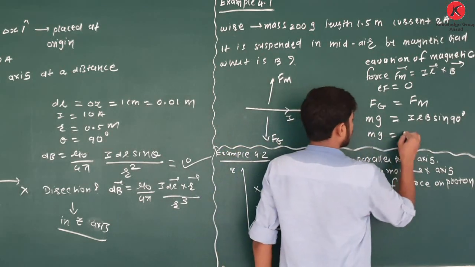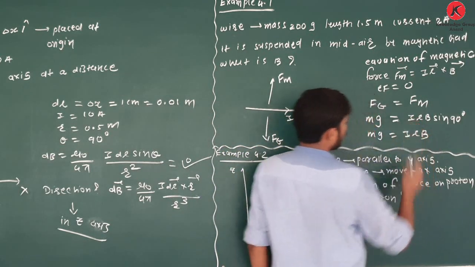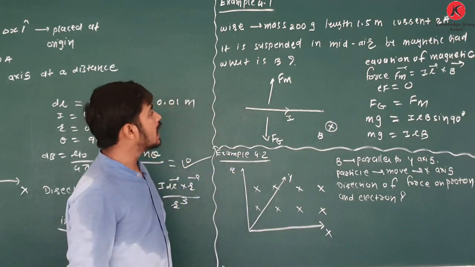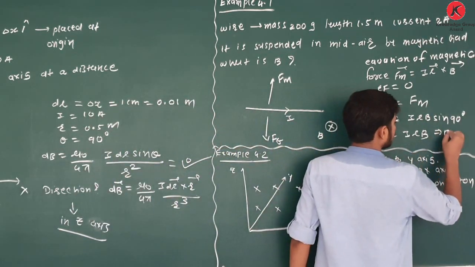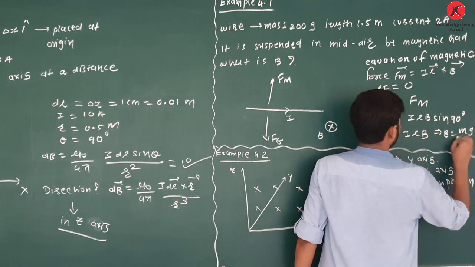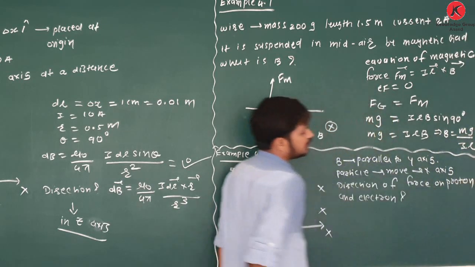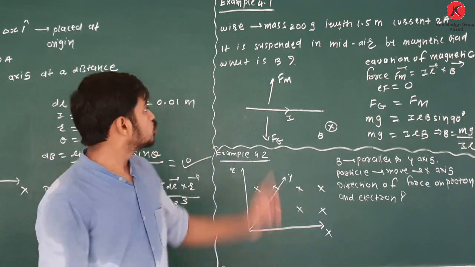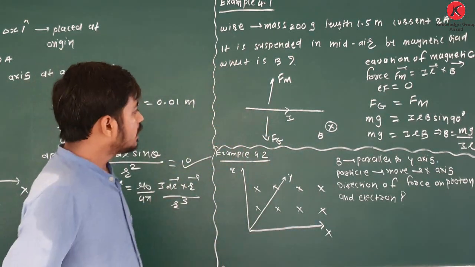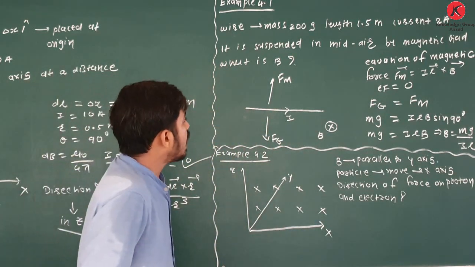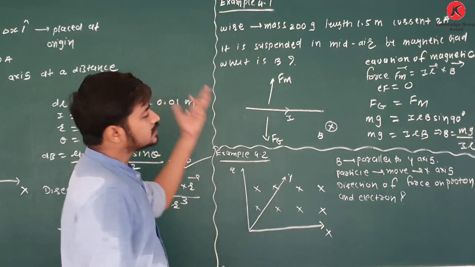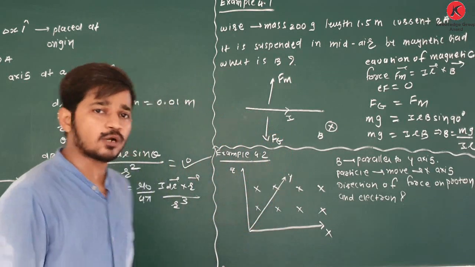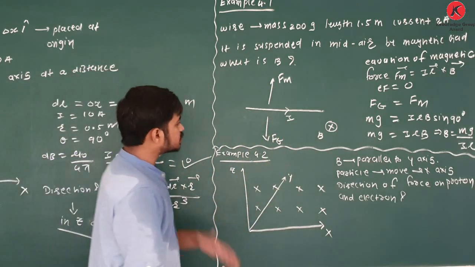Then mg is equal to ILB. From this equation, make B the subject. Then B is equal to mg upon IL. M is 200 gram, convert it to kg. G, you know its value. I is given, L is also given. Yes, you can easily find its value. Clear about this? Okay. Next question.